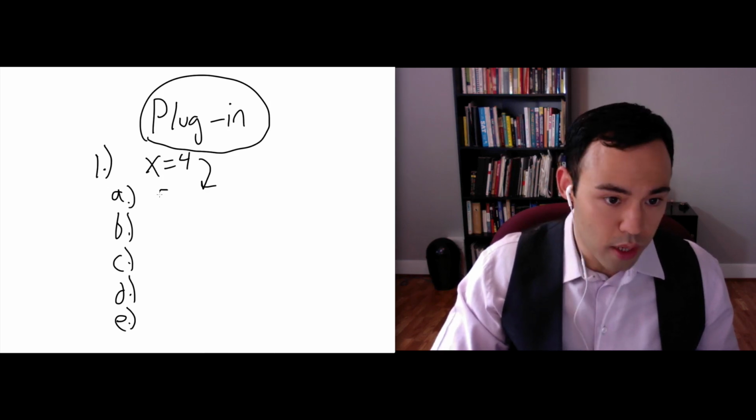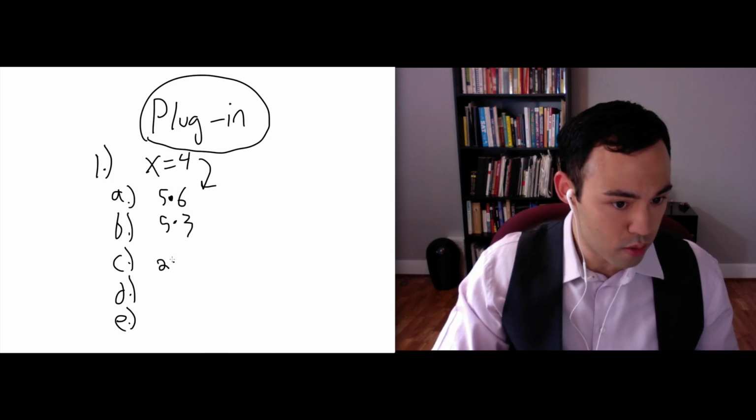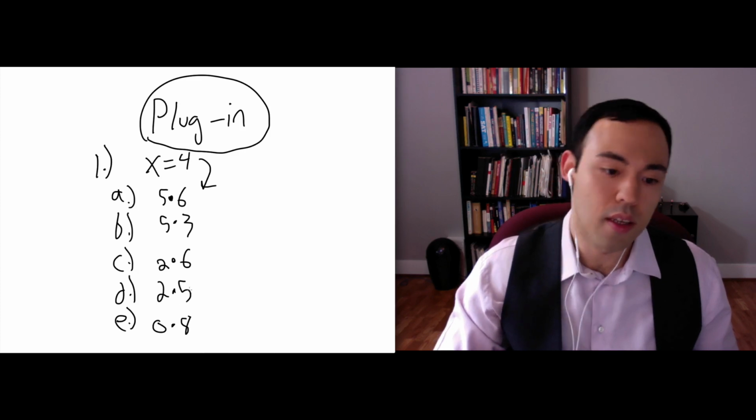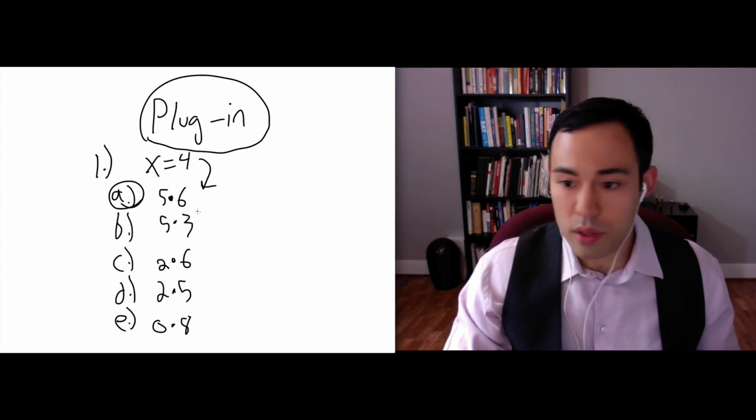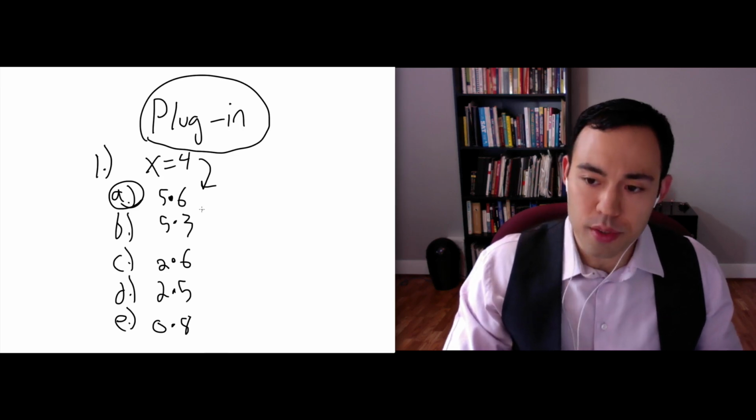So for the first one, we got a 5 times a 6, and a 5 times a 3, a 2 times a 6, a 2 times a 5, and a 0 times an 8. So A will be the largest of all of these products. Okay, now let's go on to number 2.